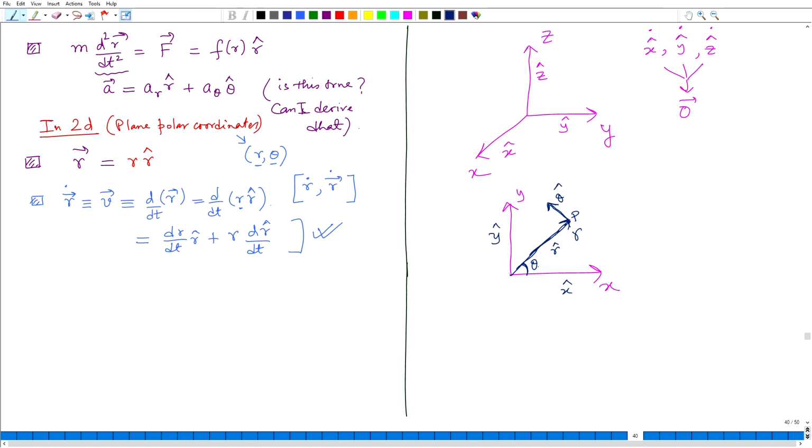Now, you see if the particle with time is travelling from here to here, then of course, in the new position the particle will have a new r cap direction and a new theta cap direction. So, I can call this r cap prime and theta cap prime. So, unlike the Cartesian system, in plane polar coordinates, and this is also true for cylindrical and spherical polar coordinate systems, the unit vectors are not constant in time.